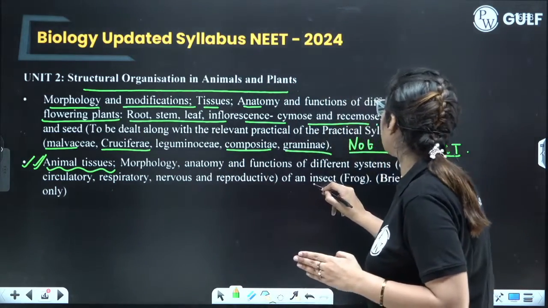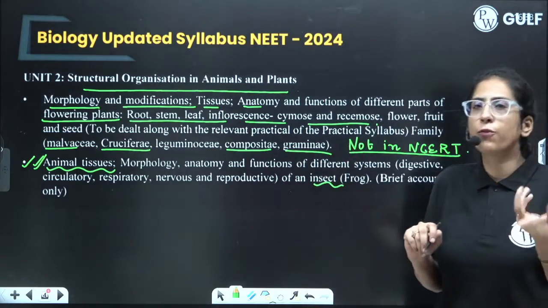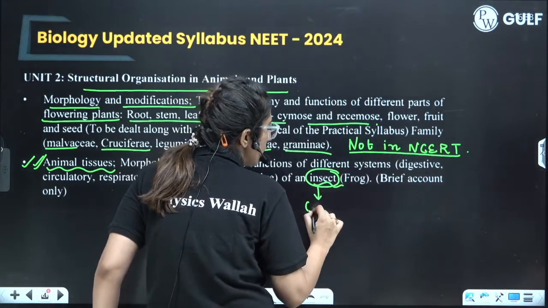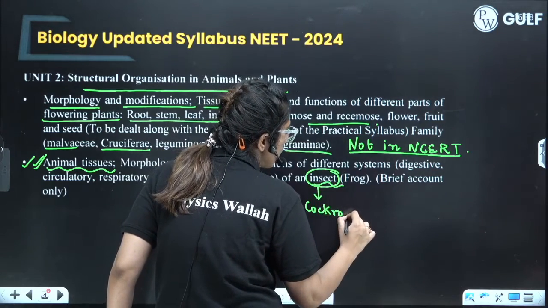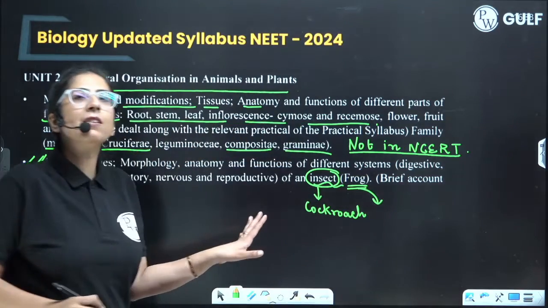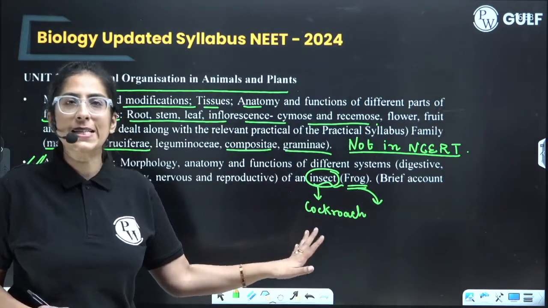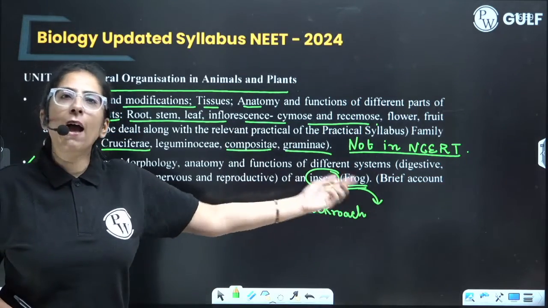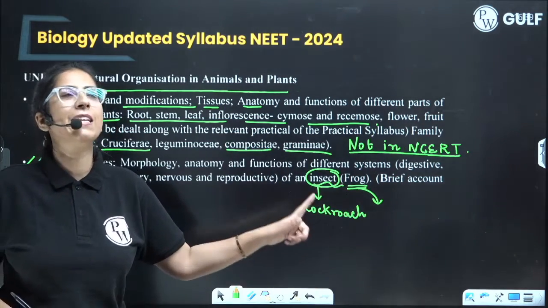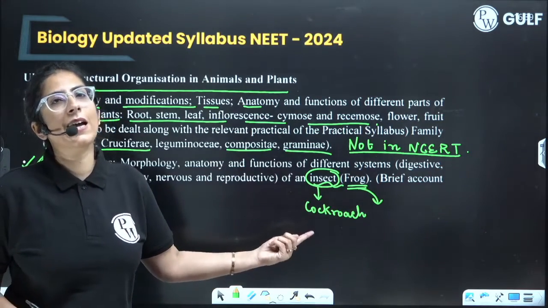Now next is insect. Here is one glitch: insect, and in brackets, frog is given. So frog, you know, is not an insect. In the old NCERT, the insect was a cockroach. So this time you have to study the cockroach. Insect is cockroach, and similarly the frog also you have to study. Incomplete information is given regarding this, because we know the frog is not an insect. It is an amphibian. So frog has been added in the new NCERT, but cockroach also this time you have to study until the next notification, because this is an error here.